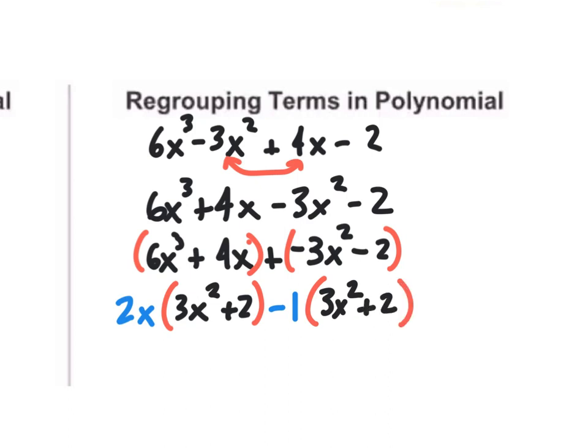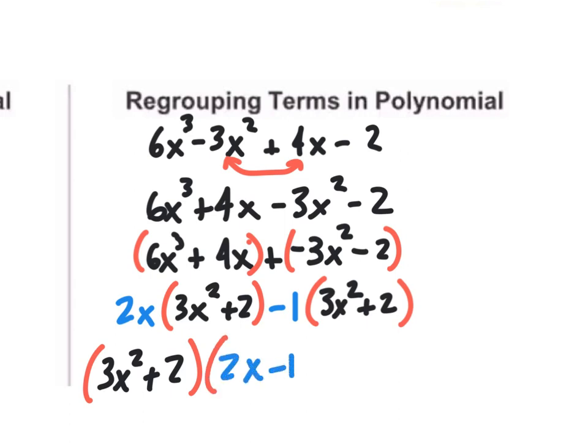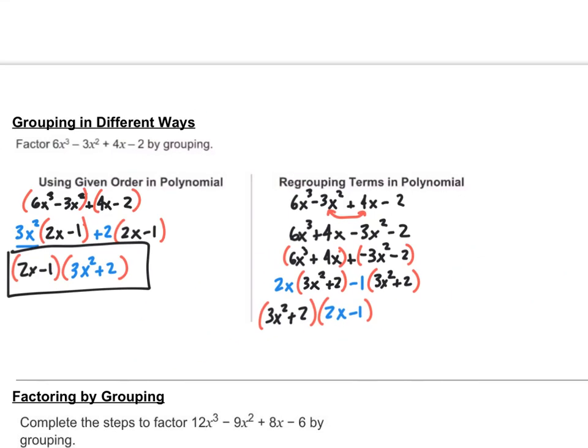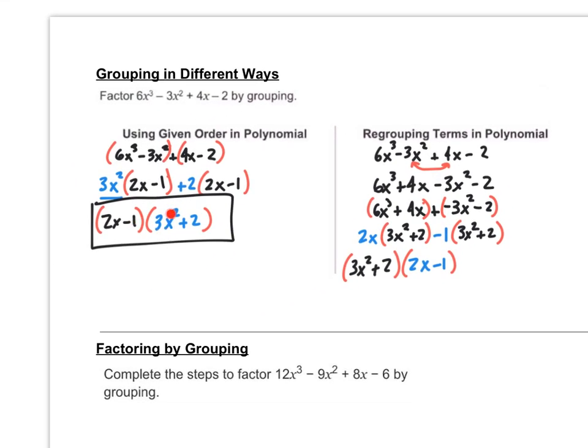Now, I have a common factor of 3x squared plus 2, so I can factor that out. I can factor out a 3x squared plus 2 from each of those, and then I'm left with a 2x minus 1. Now, the reality is that when you look at this, it's the same thing that I got here. The order is different. I factored two different things out, but I have this quantity times this quantity, which is the same thing as this quantity times this quantity.